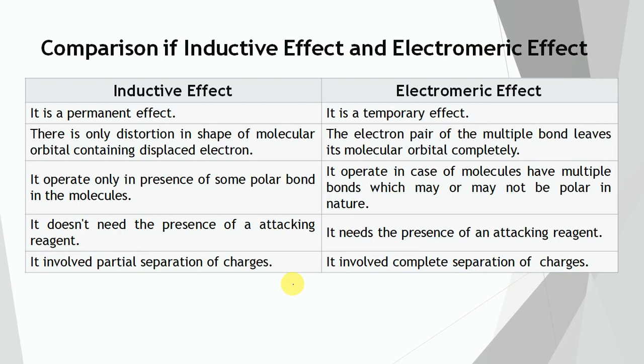Comparison of inductive effect and electromeric effect. Electromeric effect is a temporary effect. Inductive effect is a permanent effect. In the electromeric effect, the electron pair of the multiple bond leaves its molecular orbital completely.